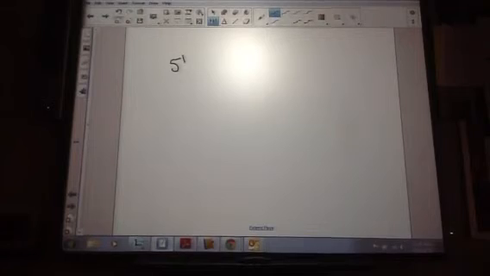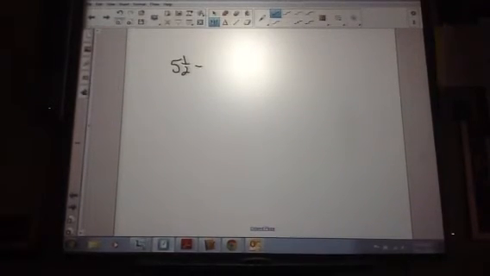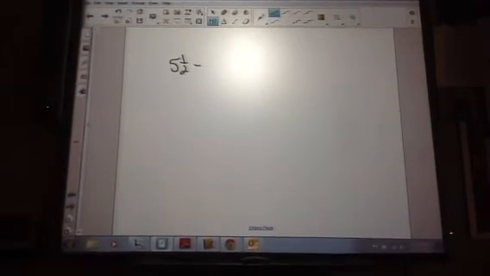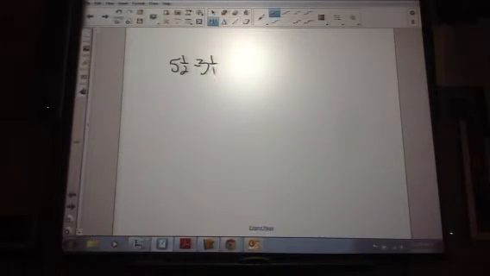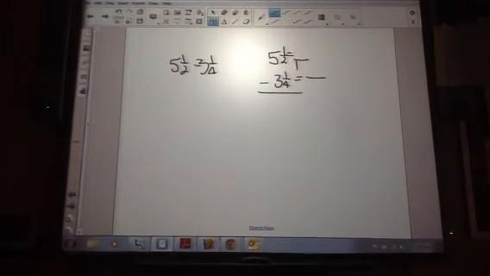I have 5 1/2 minus 3 1/4. Oops. 3 1/4. All right, again, this is horizontal, so I'm going to write it vertically. 5 1/2 minus 3 1/4. Then I'm going to set up my... I lost the little thing that tells me where I'm writing, so this is going to get messy. 4 is the best common denominator, so I'm going to do 4 and 4.